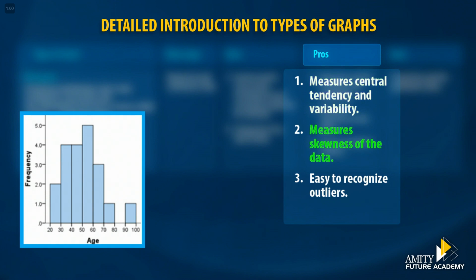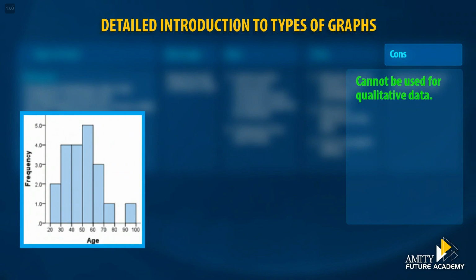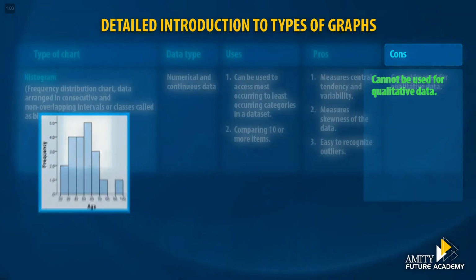So whether my data is negative or positive skewed, from an analysis point of view, a histogram can also tell me that. It is easy to recognize outliers. Now, what do we mean by outliers? Outliers are points that do not fit or follow a certain pattern of the range within which a particular data point falls. So those outliers are easily detected using a histogram when a particular point does not fall into any kind of range. It cannot be used for qualitative data.